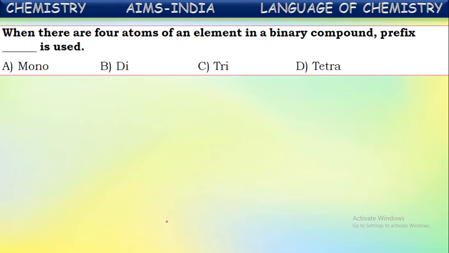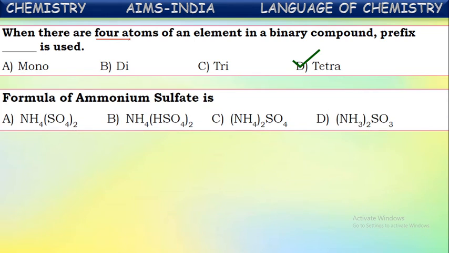When there are 4 atoms of an element in a binary compound, the prefix dash is used. Yes, if there are 4 atoms of an element, then what prefix do we use? We use tetra. If there is 1 atom, mono. If there are 2 atoms, di. If there are 3 atoms, tri. If there are 4 atoms, then the prefix tetra is used. Okay. Next.